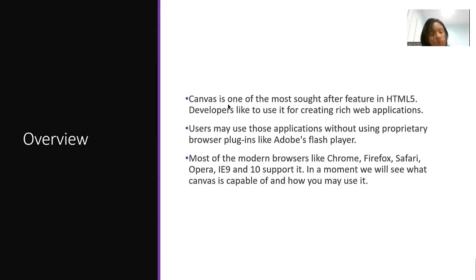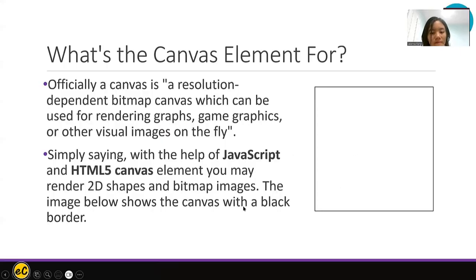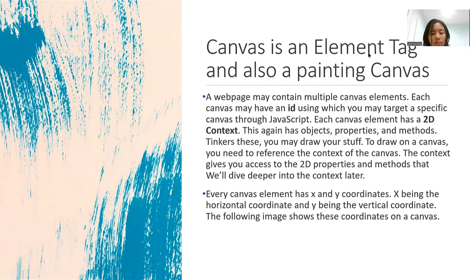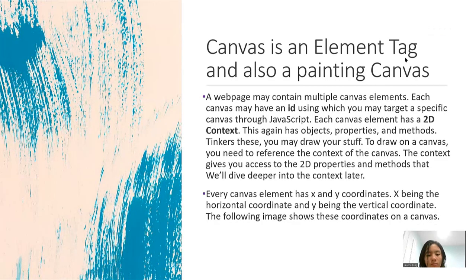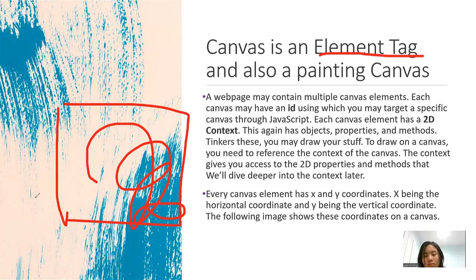Now Canvas is one of the most sought after features in HTML5. HTML5 gives you the Canvas. It's supported by Chrome, Firefox, Safari, and many browsers. So what is Canvas? Canvas is a drawing pad, a 2D drawing pad. It's a region of the drawing pad, and Canvas is an element tag. So it actually is a component. It's just like image, but it is something you can draw on.